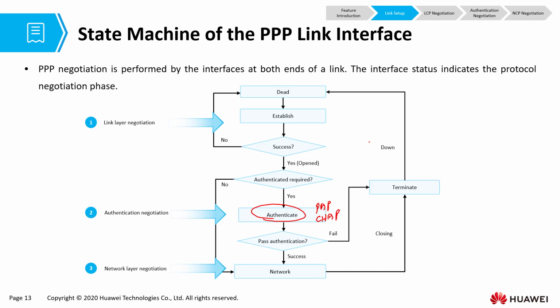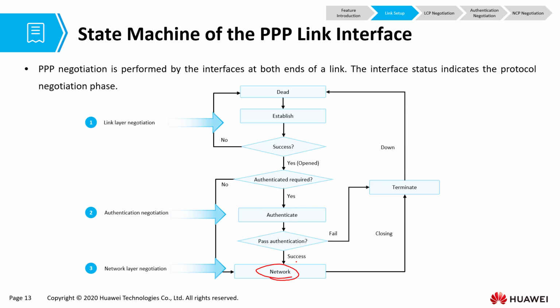If the authentication succeeds using one of these, the devices will go into the network phase, only if the authentication was passed. If the authentication failed, they will go right to the terminate phase where they go back to the dead phase. So let us assume the authentication was successful, and so we went to the network phase.